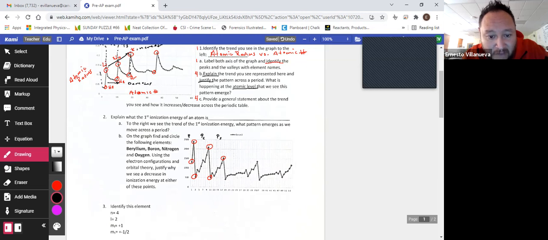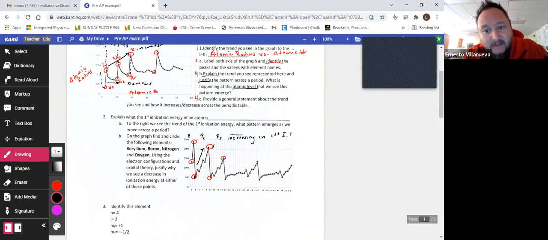And as we go from the start of a period to the end of the period, what are we noticing about the trend in ionization energy? The trend is increasing. We have an increasing trend in ionization energy. So I'm going to put first IE.